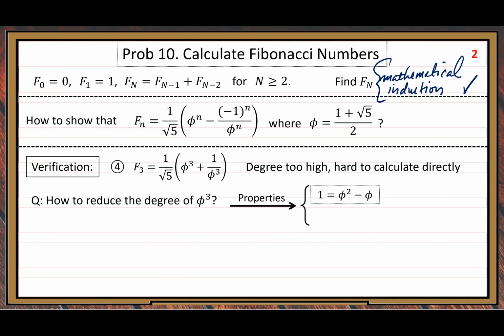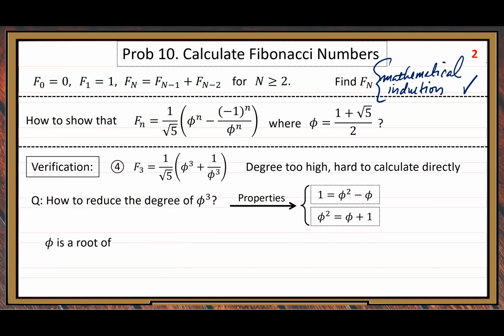All right, so here are 2 properties. The first property: 1 equals phi squared minus phi. The second property: phi squared equals phi plus 1. If you use the golden ratio in your algebra calculation, you can use these 2 properties anywhere you like. But how to get these 2 properties? You may wonder how to derive them. Very simple.